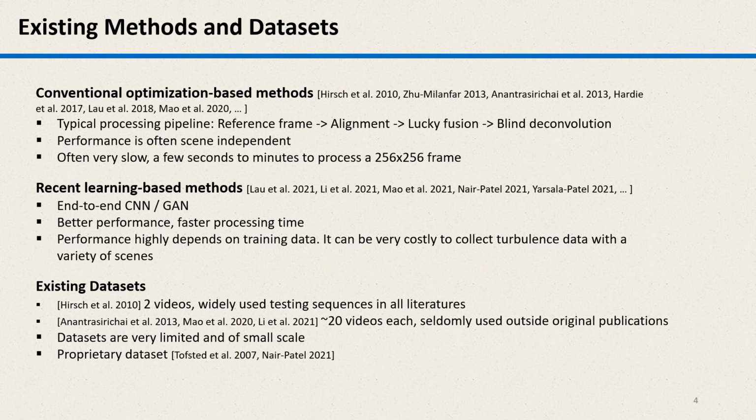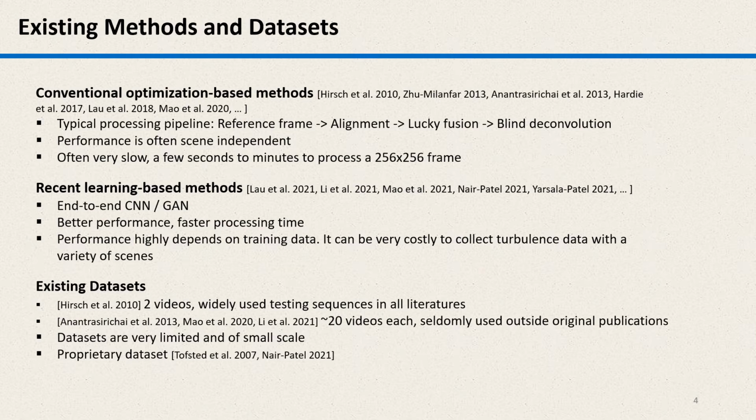Imaging through turbulence has been studied for decades. The conventional optimization-based methods often adopt a multi-step pipeline to remove different types of degradations. These methods are computationally expensive, but they can be applied to any general scene restoration. Recent deep learning-based methods are often more efficient and can achieve better performance. However, their performance often suffers when the testing data is beyond the distribution of the training data. It is also very costly and difficult to collect data with enough variety to train these networks.